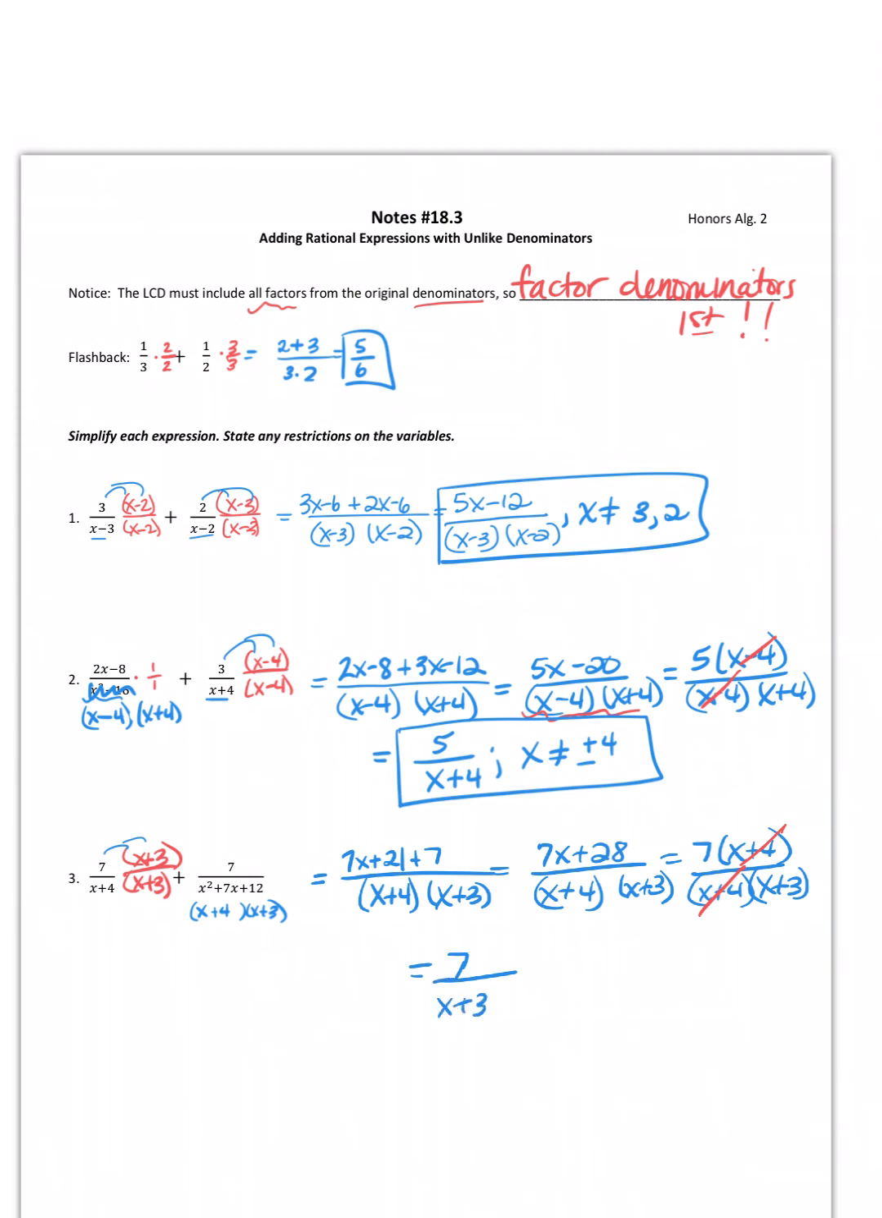But I need to go back and do my restrictions. Okay, before I canceled, what was it that would make this undefined? Well, if x was negative 4 or if x was negative 3, that would make the denominator 0. So we don't want those. We have to exclude them.